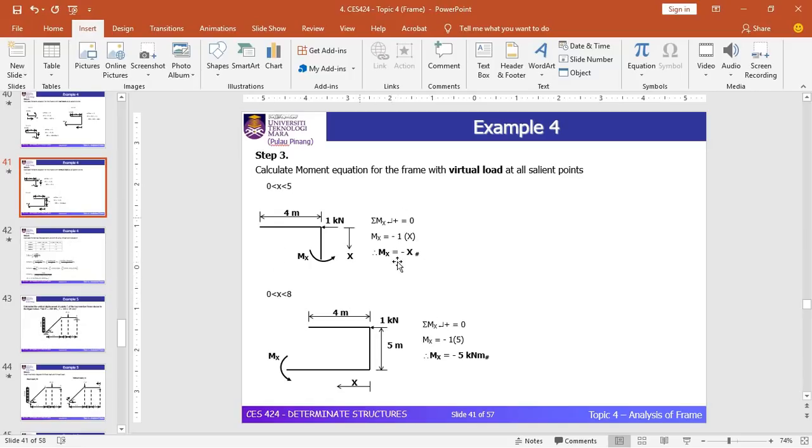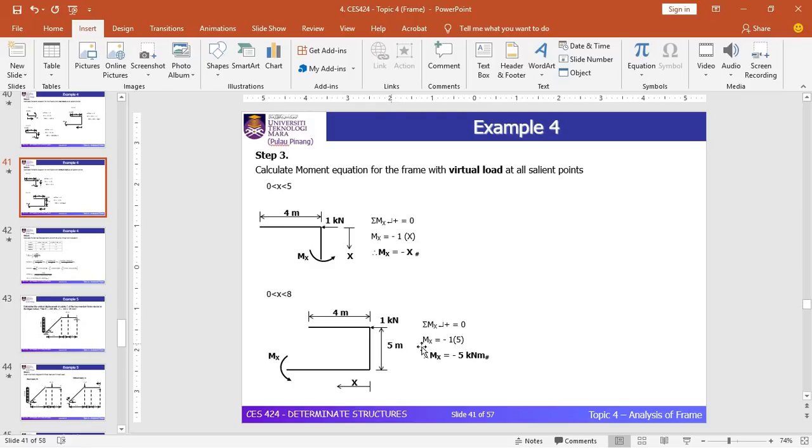This is the equation of moment for the second range. The first range is not shown in the slide because it will produce zero moment. Here in the second range we have Mx equal to negative x. At the third range we have Mx equal to negative 5.